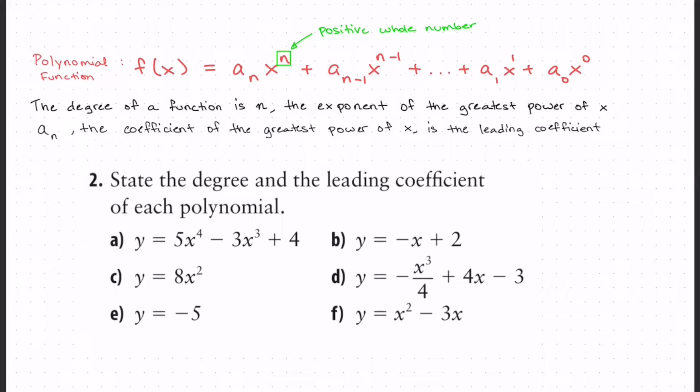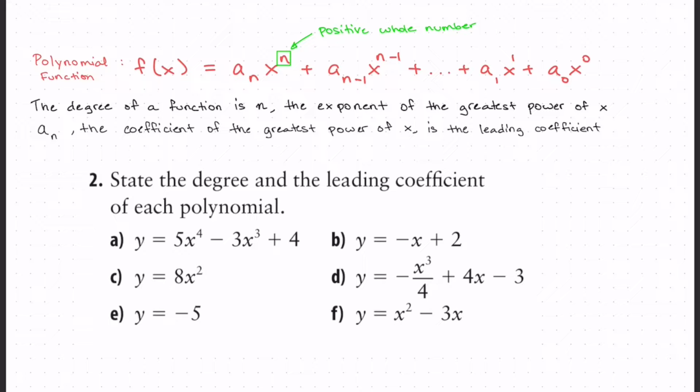So this question asks, state the degree and the leading coefficient of each polynomial. Just as a refresher, a polynomial is a function that can be written in this form, where you have a variable x that's being multiplied by a number a, which is called the coefficient, and that x is being raised to the power of a positive whole number. And so the degree of a function is the exponent of the greatest power of x. And the number written in front of the variable with the largest exponent is what we call the leading coefficient.